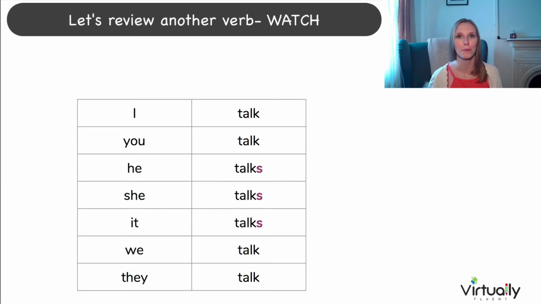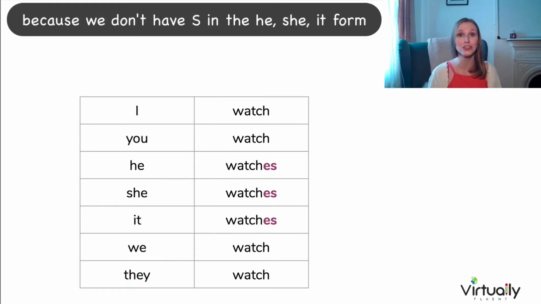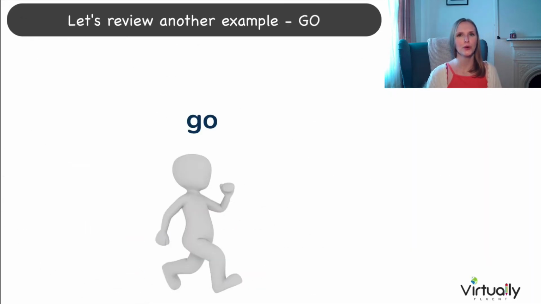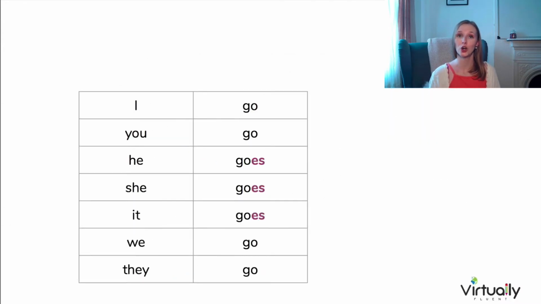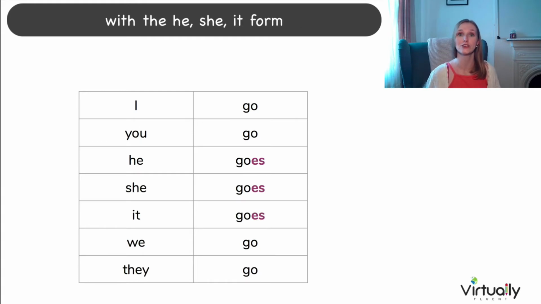Let's review another verb. Watch. This is I watch, you watch, he watches, she watches, it watches, we watch, and they watch. This is a little bit different because we don't have S in the he, she, it form. We have ES instead. Let's review another example. Go. I go, you go, he goes, she goes, it goes, we go, and they go. This is the same. We also have ES with the he, she, it form.